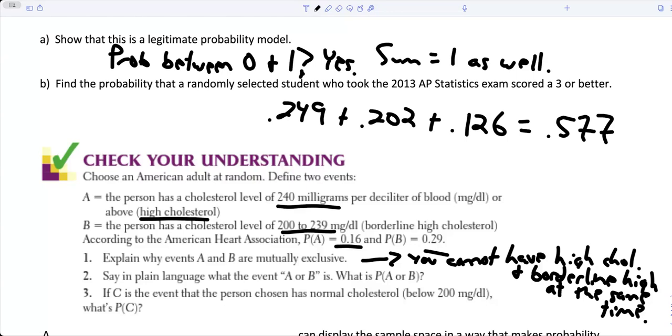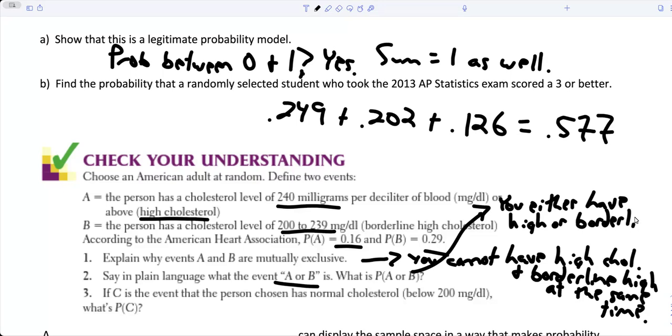So say in plain language what the event A or B is. And then what is the probability of A or B? Well, in plain language, it was B. You have either high cholesterol or borderline high cholesterol, right? In plain language, you either have high or borderline high cholesterol.